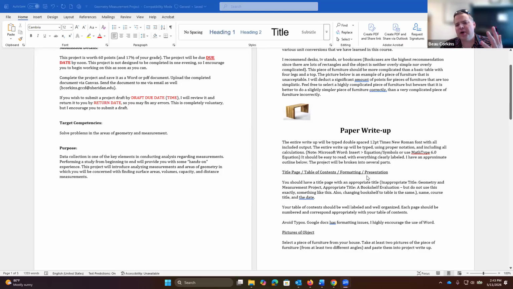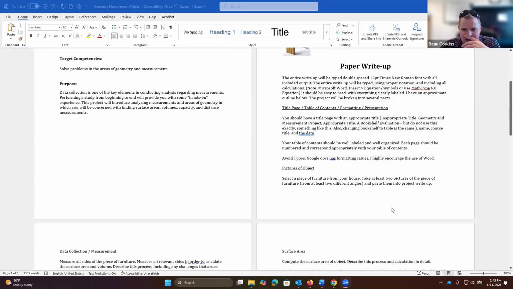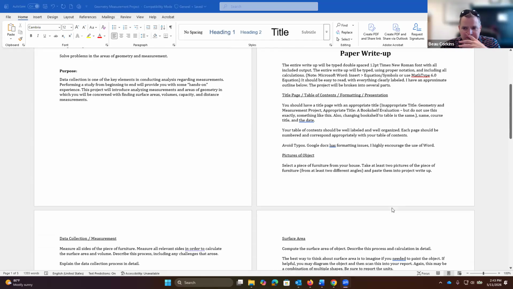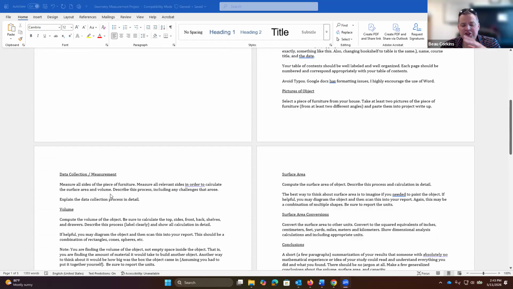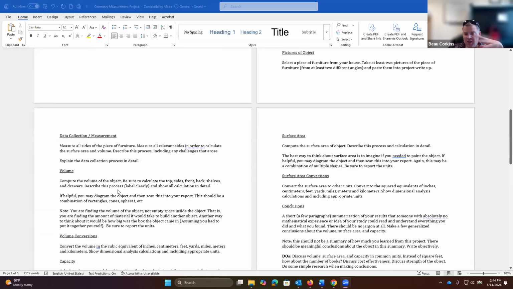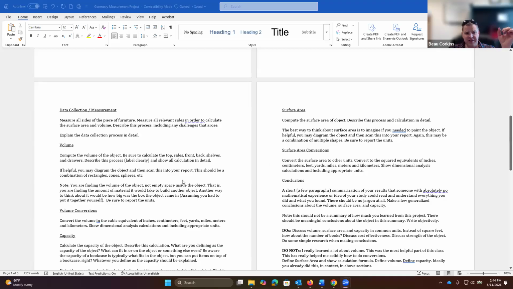Which brings us to the big part here. The big part of the project is the write-up. In the write-up, you need to go into detail on the data collection: how you measured the object, what you ignored, what you wanted to focus on. There are three big pieces: the volume, capacity, and surface area.